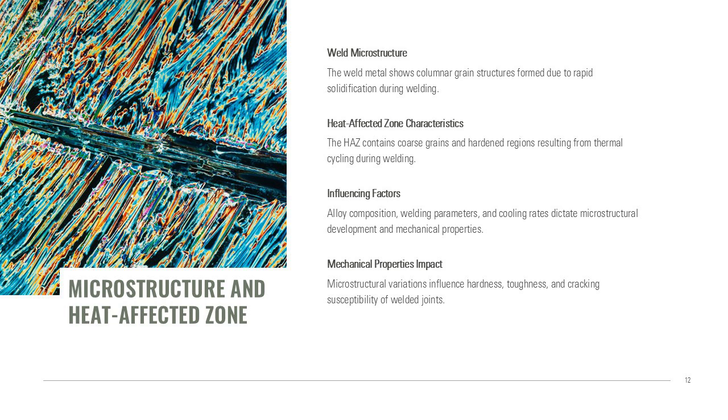The weld metal typically exhibits columnar grains, while the HAZ may contain coarse grains and hardened regions due to thermal exposure. These variations affect hardness, toughness, and susceptibility to cracking. Alloy composition, welding parameters, and cooling rates influence microstructural development. Proper control of these factors ensures a balanced microstructure that resists failure under operational stresses.